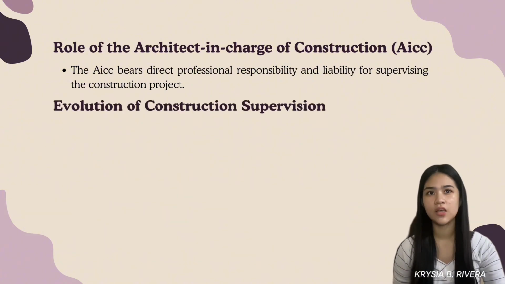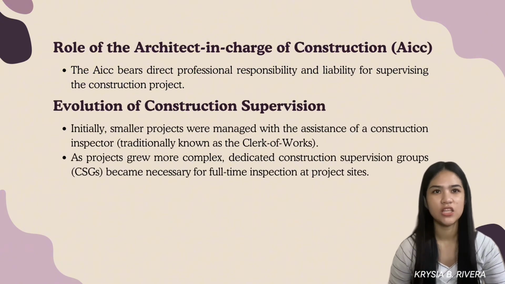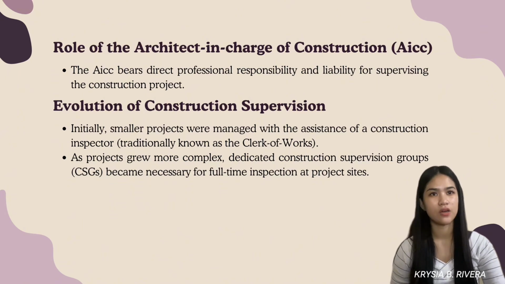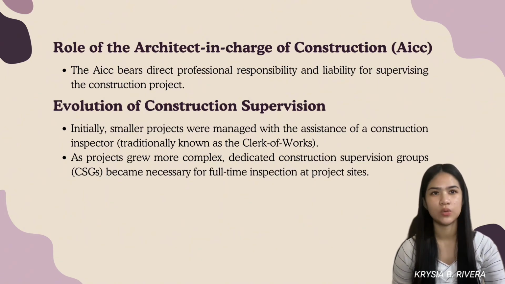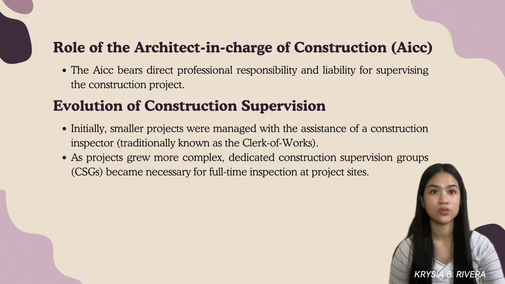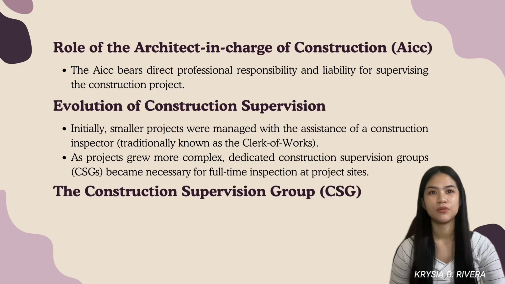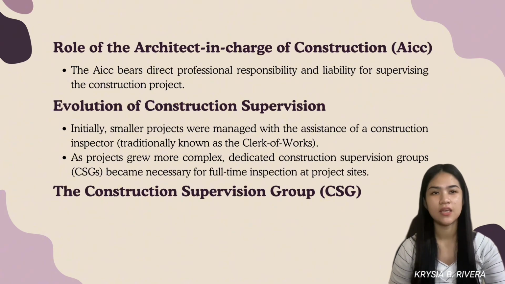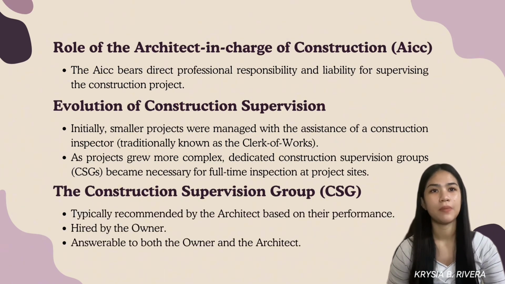The evolution of the construction supervision. Initially, smaller projects were managed with the assistance of a construction inspector, or traditionally known as the clerks of works. As the projects grew more complex, dedicated construction supervision groups, CSGs, became necessary for full-time inspection at project sites. Number 4 is the construction supervision group, CSG. They typically are recommended by the architect based on their performance, or hired by the owner, or answerable to both the owner and the architect.